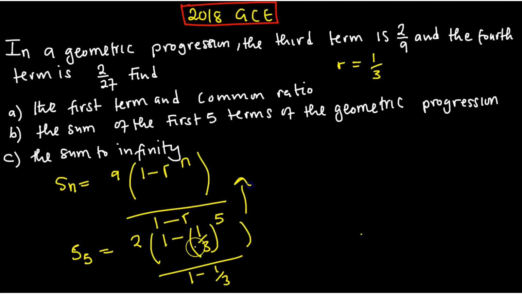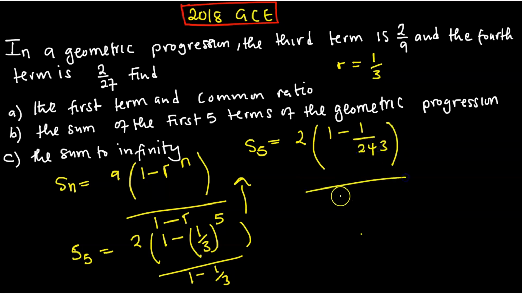So right here on top, I'm starting from here, number 5 is equal to 2 outside. Inside here it's going to be 1 minus 1 over 3 to the power 5, which is the same as 1 to the power 5 over 3 to the power 5. So 1 to the power 5 is 1, over 3 to the power 5 is 243. Then divide by 1 minus 1 over 3. The lowest common denominator here is 3.